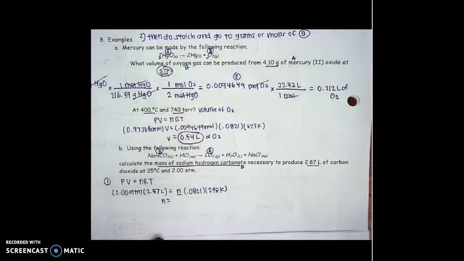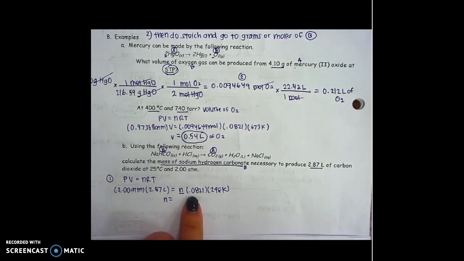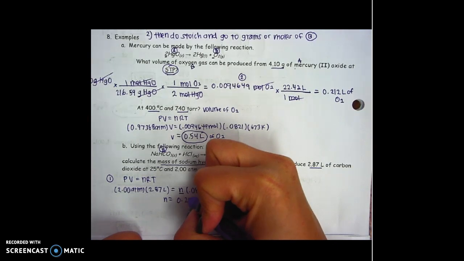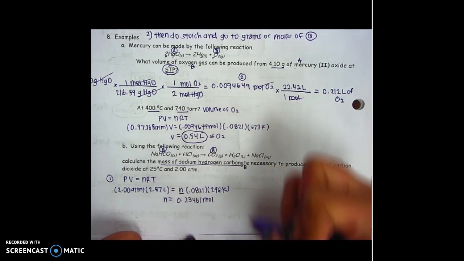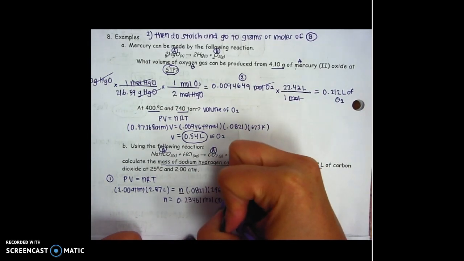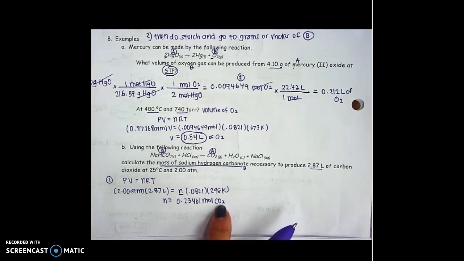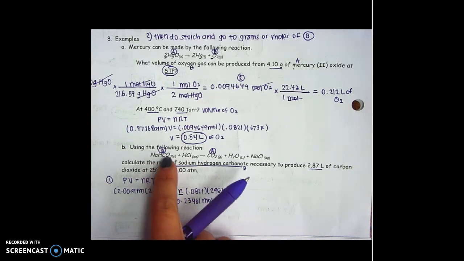Okay, so let's solve for n. We're going to multiply the 2 times 2.87 together, and then divide it by parentheses 0.0821 times 298, close my parentheses. And then I get 0.23461 moles of carbon dioxide. So that's what we know. Now, we're not trying to get to moles of CO2. You guys actually want to get grams of the sodium hydrogen carbonate over here.